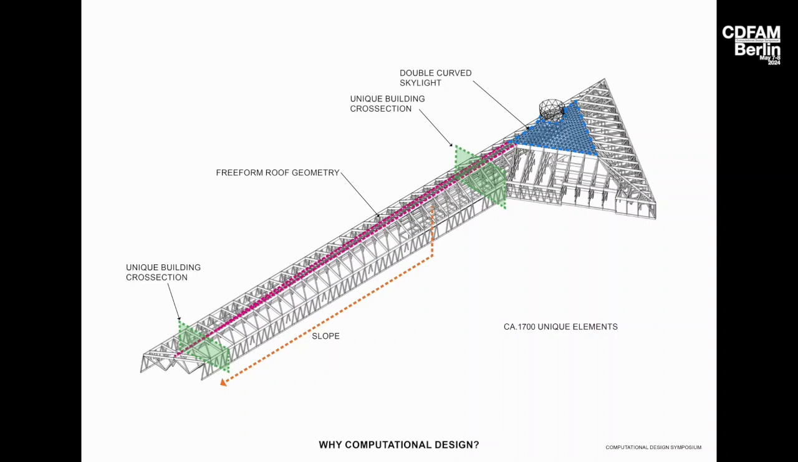Another important aspect is the double curved skylight surface, due to which each element within the skylight surface is unique, but also each joint within these elements is unique. Altogether, we have around 1,700 unique timber elements, and it would almost be impossible to model this accurately by hand because we need to be very accurate, and the reason is the fabrication, which I will also talk about a little later. The precision we need in the project is also impossible to model manually. That's why computational design is a key aspect of this project.